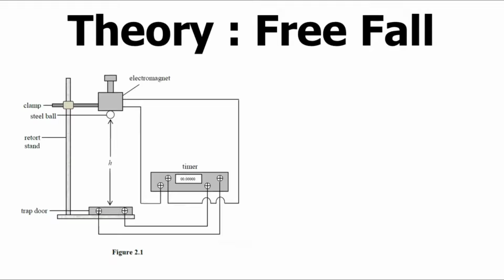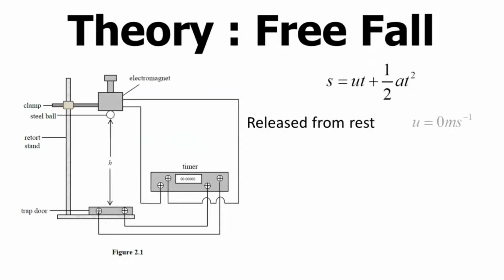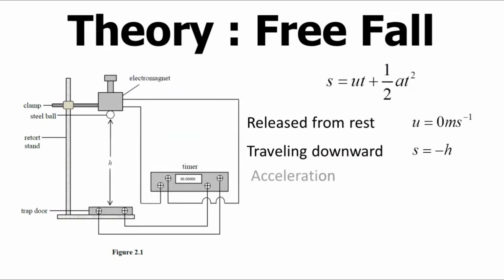A free-falling object can be described by using the quadratic equation s equals ut plus half at squared. As the ball is released from rest, the initial velocity of the ball is 0. The ball falls through the height h, so the displacement of the ball is taken to be negative h. The ball accelerates downwards with the gravitational acceleration. Thus, the acceleration of the ball is equal to negative g. The displacement and acceleration of the ball are negative because they are both vector quantities. The sign indicates the direction of the vector.